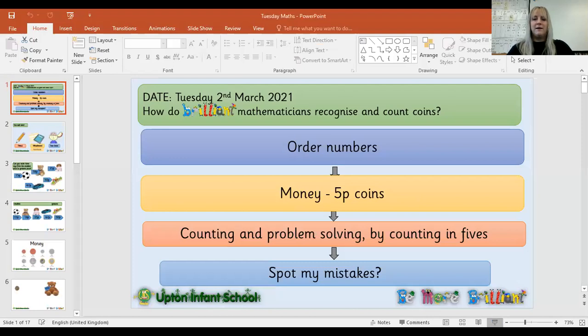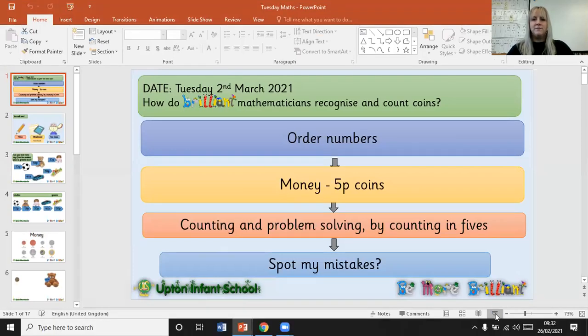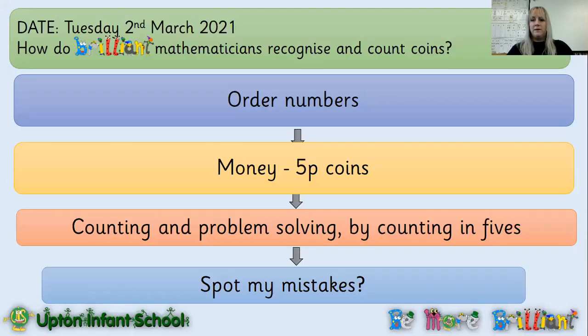Now yesterday we worked really hard at recognising all the different coins we have, and then we looked at 1p coins and 2p coins, and you did some super counting in twos. Now we're going to carry on looking at our coins today, and we are going to be exploring how brilliant mathematicians recognise and count coins. And today we're going to focus more on 5p.